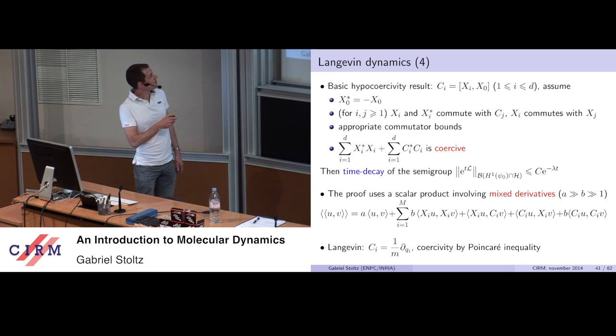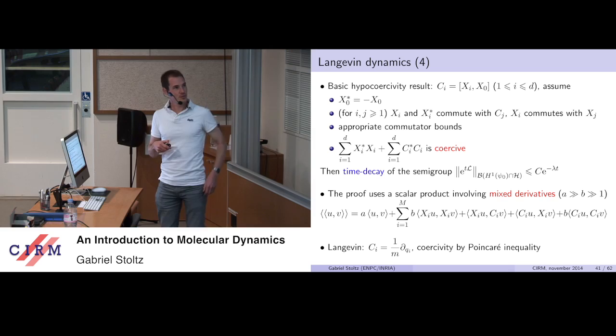And so with that you can conclude to this exponential decay in the H1 norm. And the way the proof works, for those of you who may not have heard so much about it, is to introduce some scalar product with mixed derivatives. I say mixed derivative because here you've got the L2 part, here you've got the gradient P part, here you've got the gradient Q part, and here in between you've got terms which mix gradient of Q and gradient of P.